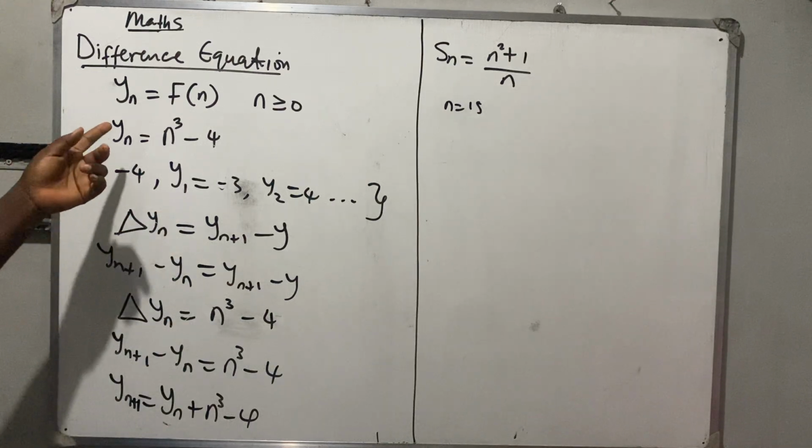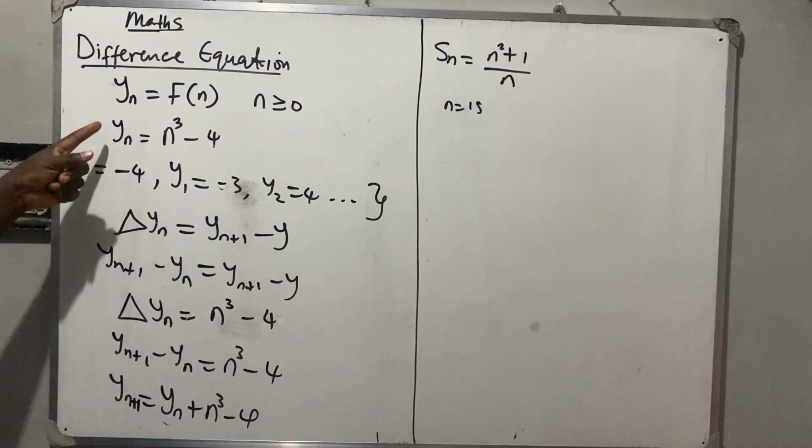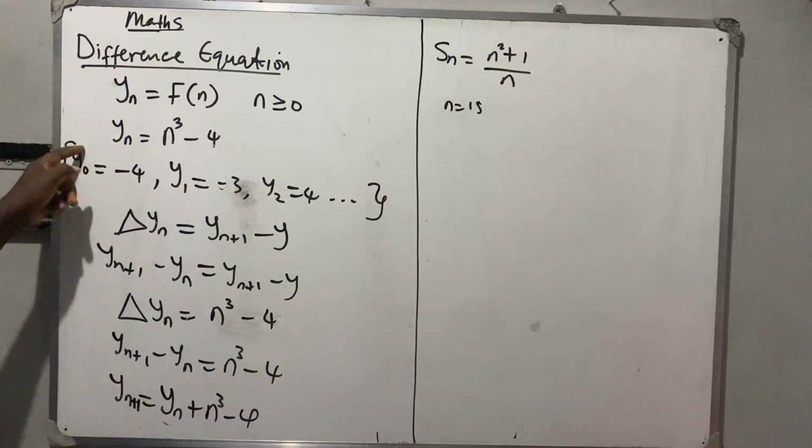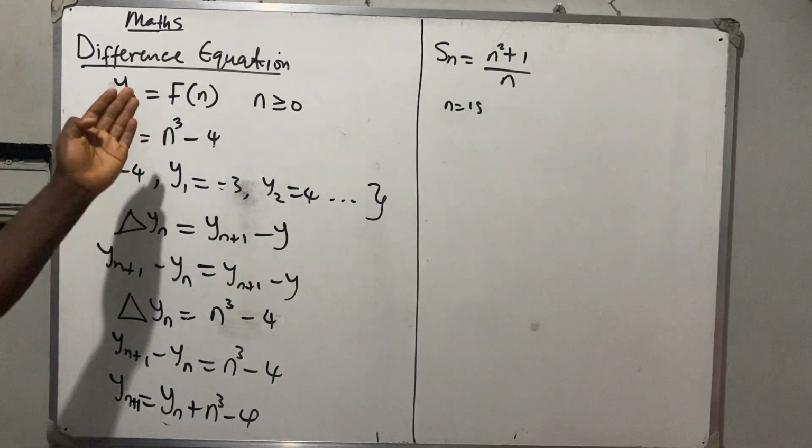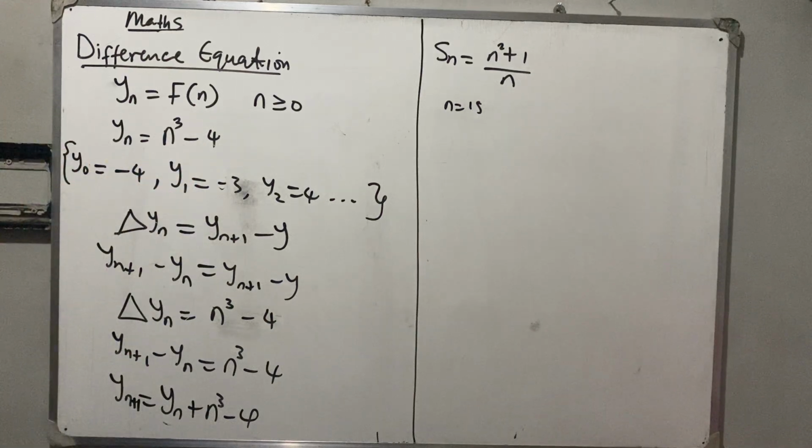For me to get the first term, you will see that I will need n to be 0 to have my y0 equal to, substituting here, minus 4. So without n, we cannot get y. So n is what? The independent variable. They don't depend on anybody. And then we can call them the argument. The independent variable in this case is equally called the argument.